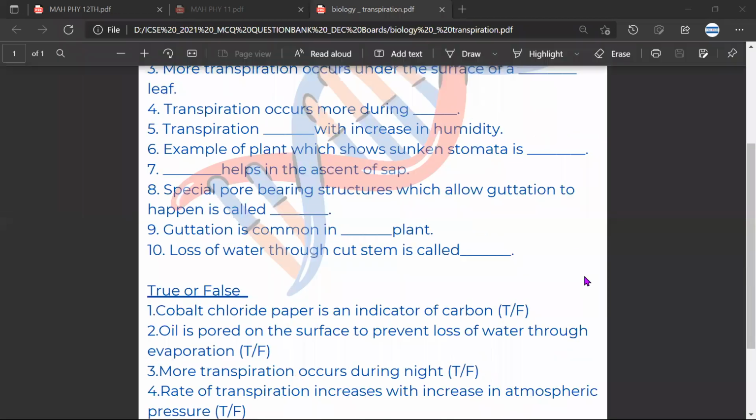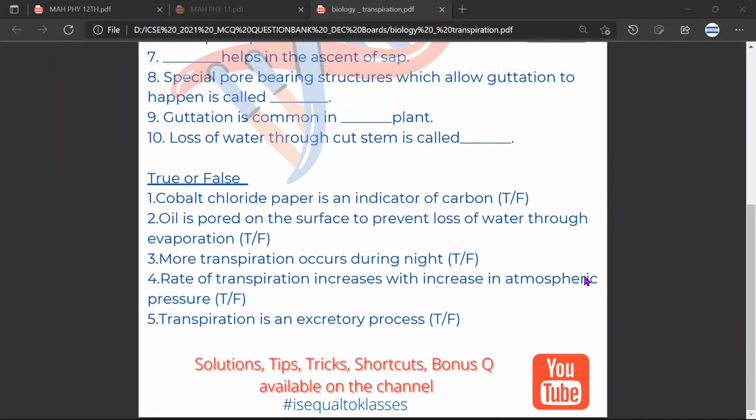Okay. The next section in this paper is true or false. First is a repeat question. Cobalt chloride vapor is an indicator of carbon. This would be false. Cobalt chloride is an indicator of water. This would be the correct answer. Okay. So the second is oil is poured on the surface to prevent loss of water through evaporation. Yeah, that is the correct answer. So the answer would be true.